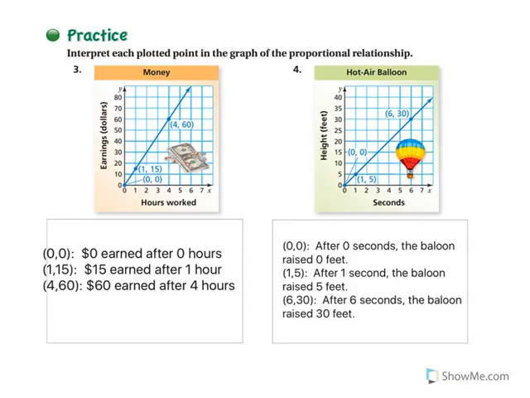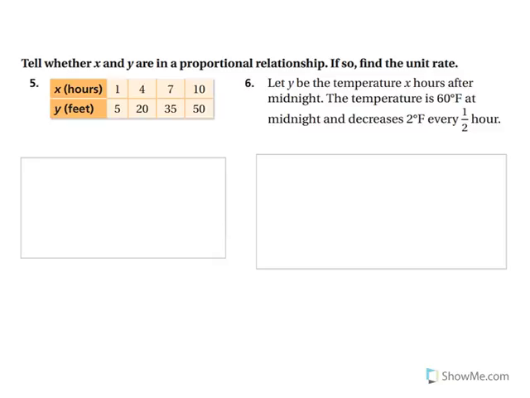Let's go ahead and move on to our next section of questions. Over here, our directions tell whether x, oh wait, hold on. All right, I'm getting ahead of myself. Yes, so we're going to tell whether x and y are in a proportional relationship. If so, find the unit rate. Now, I know I jumped the gun a little bit. You'll understand in a few minutes why I was beginning to say something and I stopped myself. But for now, follow those directions.